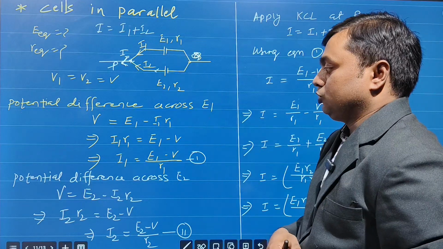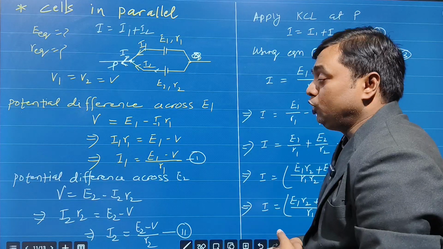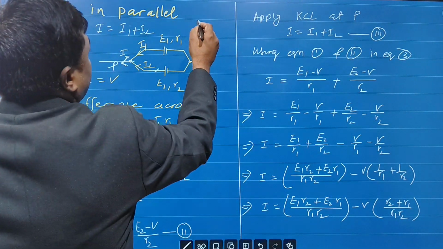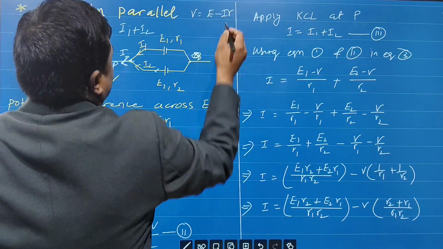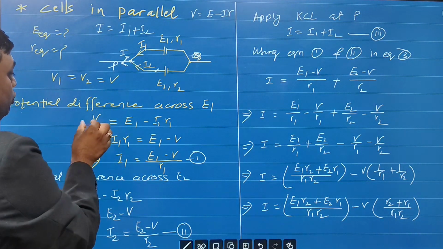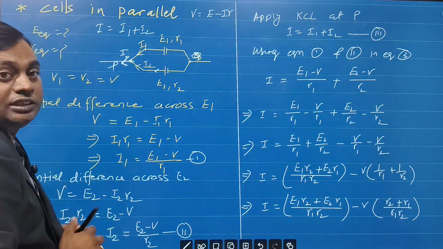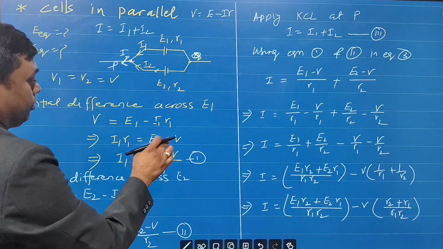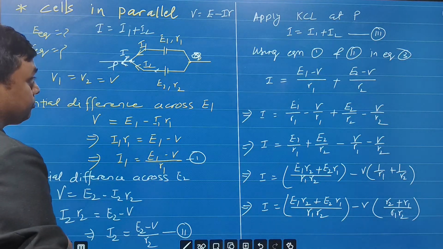Now what is the potential difference across the cell E1? V is equal to E1 minus I1 into R1, by the definition. Generally, V is equal to E minus IR. So the potential difference across cell 1 is V is equal to E1 minus I1 into internal resistance R1. Bringing to the left hand side, I1 R1 is equal to E1 minus V. From here, I1 is equal to E1 minus V by R1.